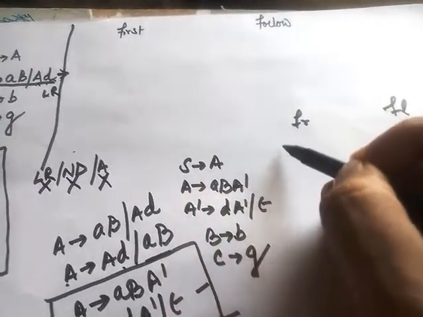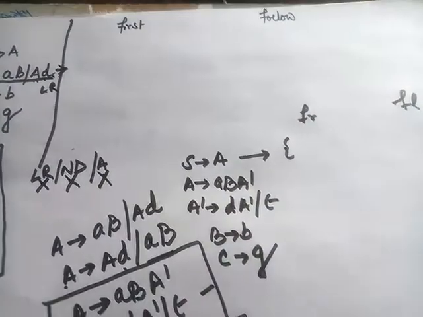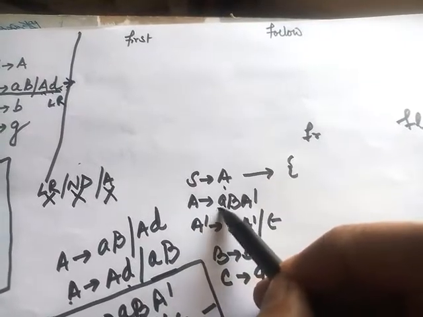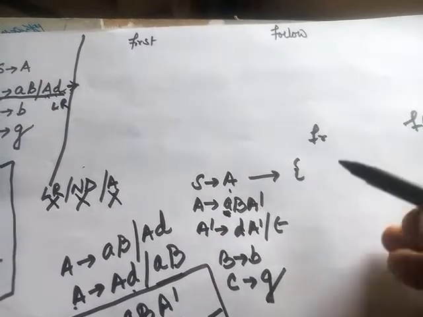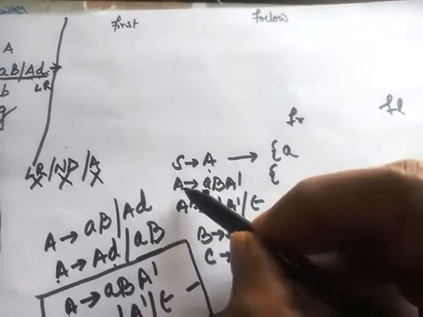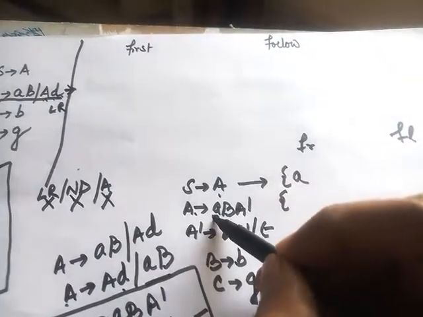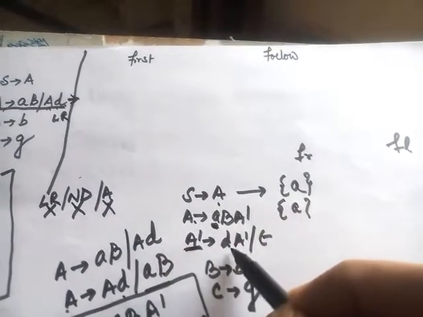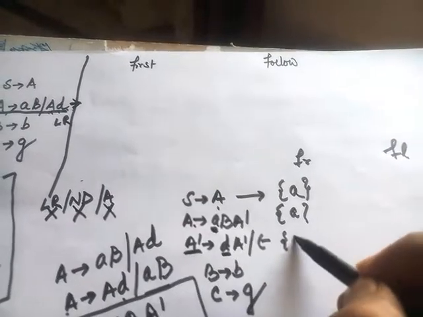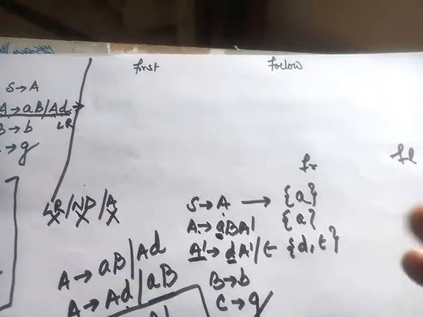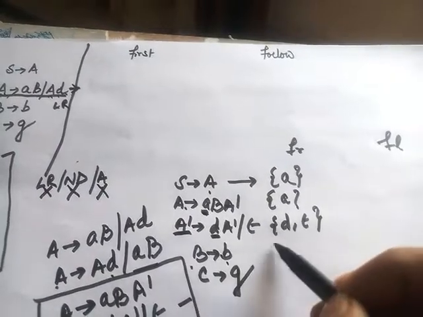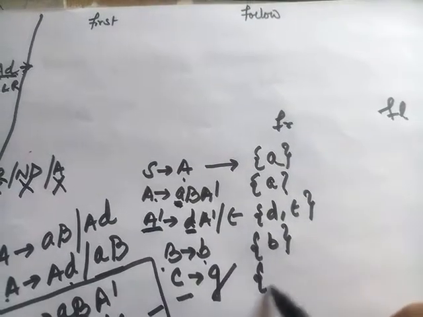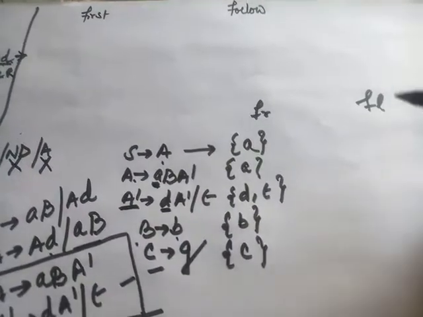First of S, first of all, we will find out like this. First of S is first of A, and what is first of A? Small a. First of A is this one, A itself. First of A' is D and epsilon. First of B is b itself, and first of C is g. Very simple.